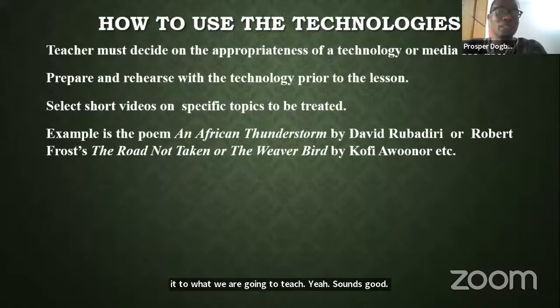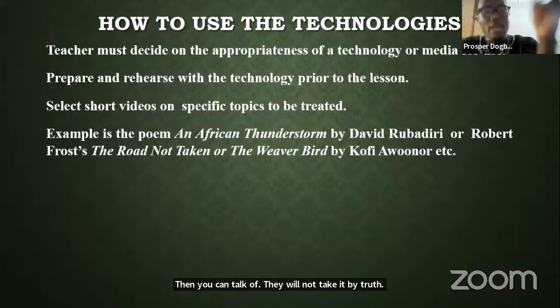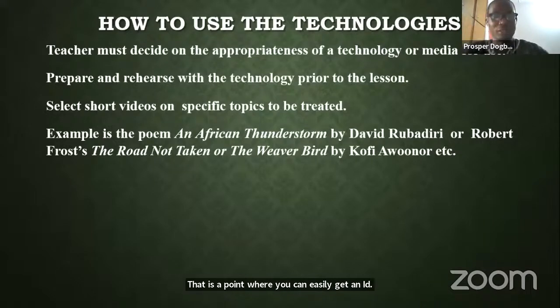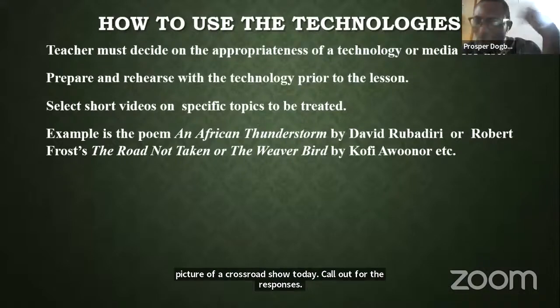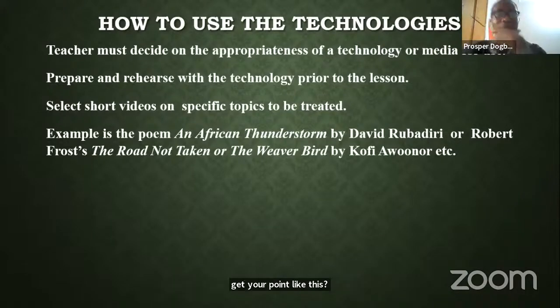Then you can talk of The Road Not Taken by Frost. That is a poem where you can easily get a picture of a crossroad, show it to the students, and call out for their responses. What is this? What does it bring to your mind when you get to a point like this? You're already delving into your lesson and you're making it easier for them.